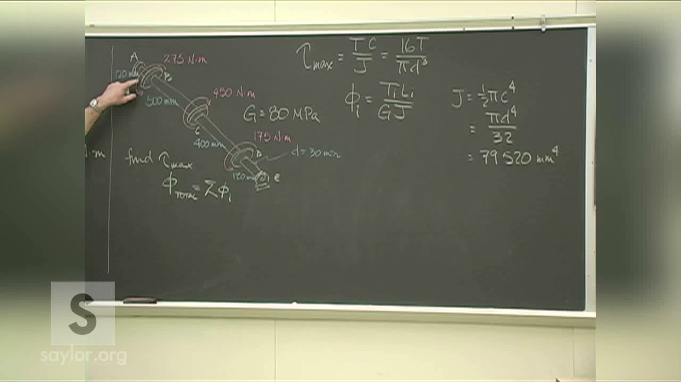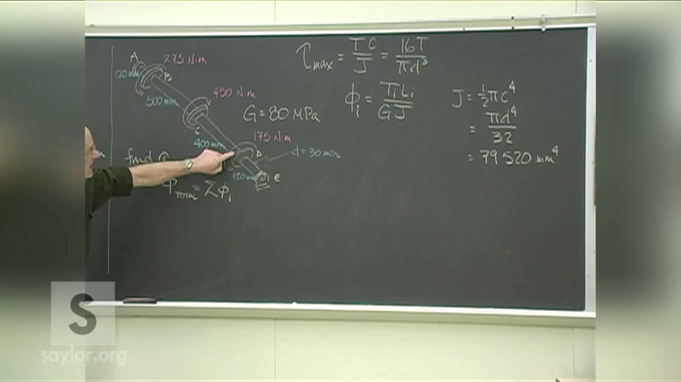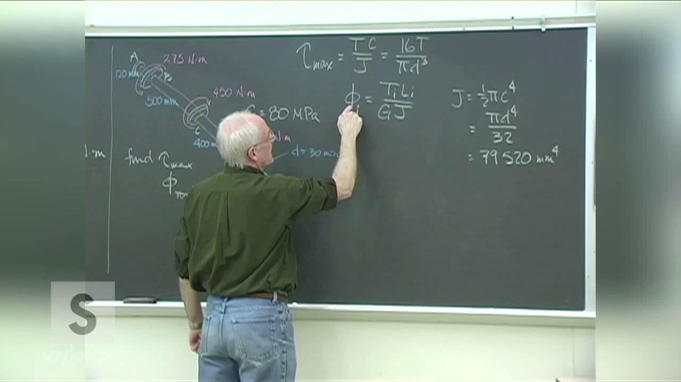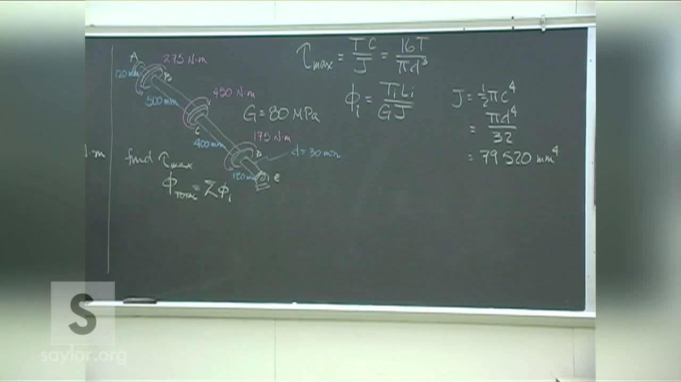What's the internal torsion in the shaft between A and B? It's what? 275. Between A and B, you have to find the internal torsion for each one of these sections so that you can investigate which one's the maximum shear stress and how much angular deformation there is in each section, so that you can add up the total deflection end to end. So what's the torsional load in the material A to B, the internal torsional load?